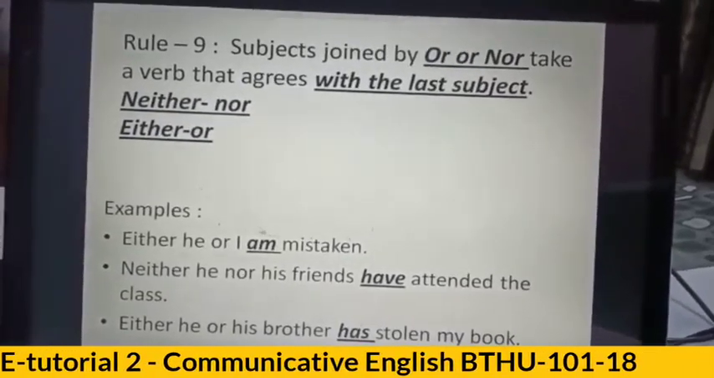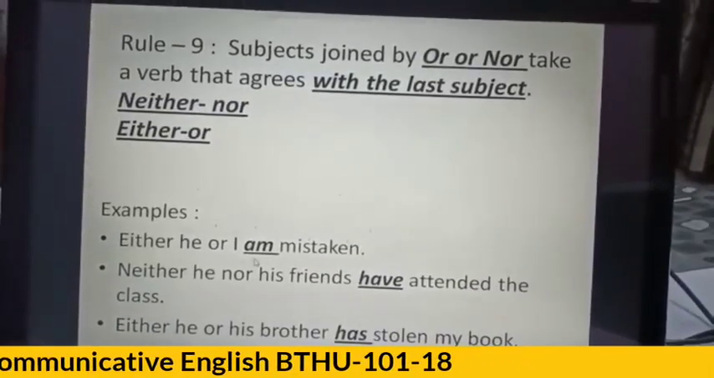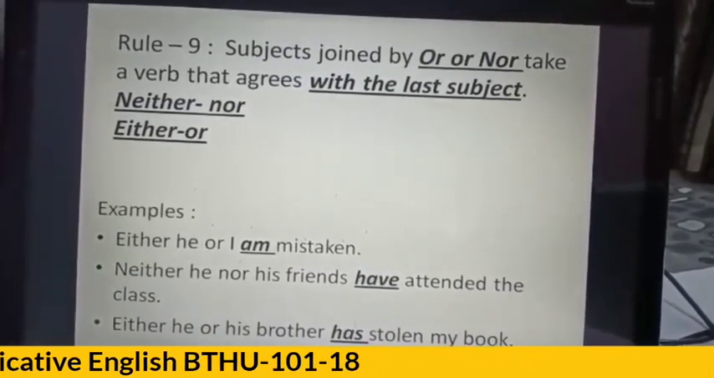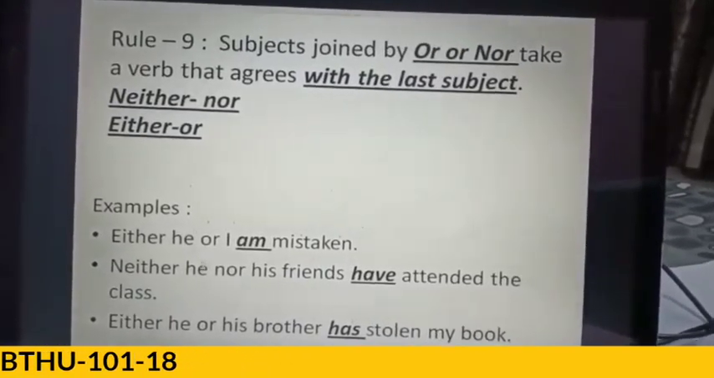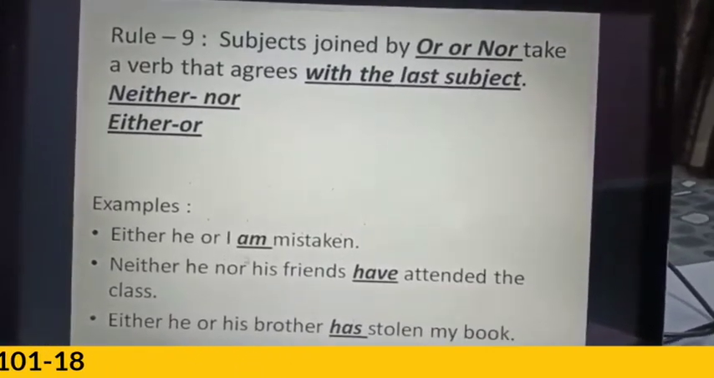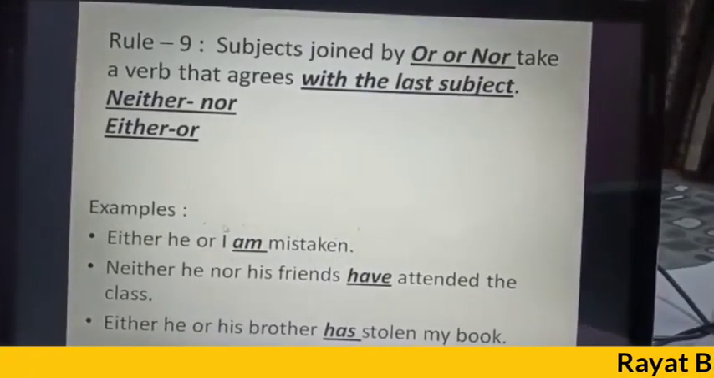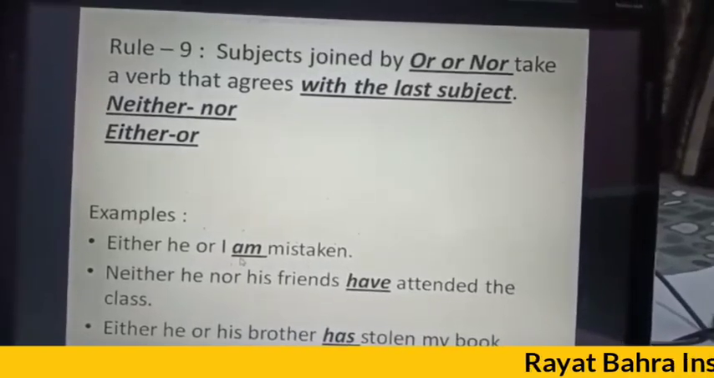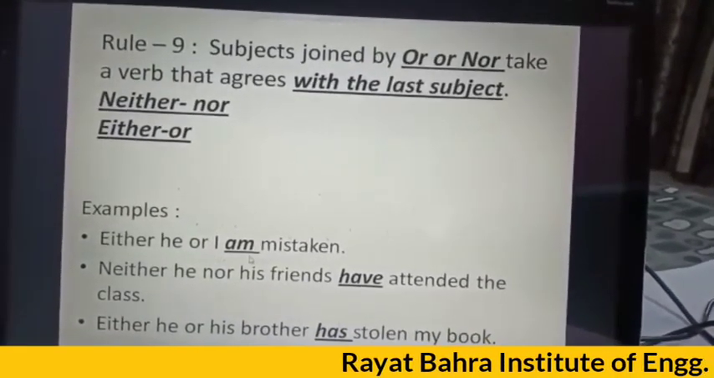Now see, I have used the verb am because when these two subjects, he and I, are joined by or, in that case the verb agrees with the subject nearest to it. So am has been used for I here, which is nearest to it.